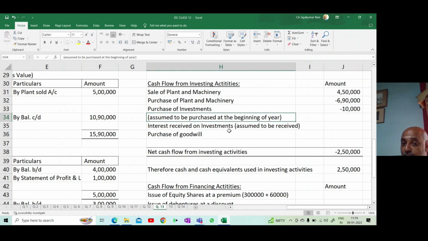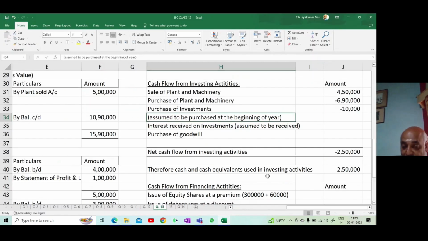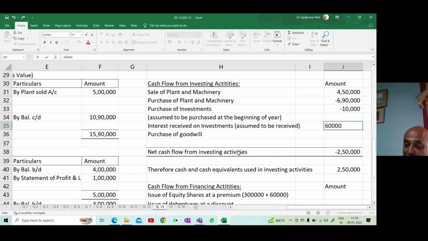They have not given you the date on which the investments have been purchased. I am assuming that the investments have been purchased at the beginning of the year, that is, as on 1st of April 2021. So if it is purchased on 1st of April, that means you have to receive interest at the rate of 10% on 60,000, because the investments have been made at the beginning of the year. So on the entire 60,000, at 10%, you receive interest on investments. So interest on investments, you are receiving 6,000 rupees, that is 10% of 60,000.